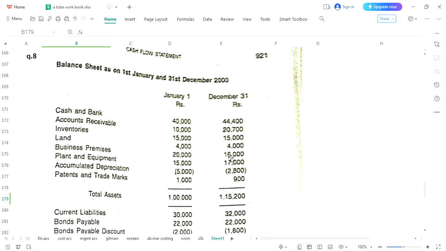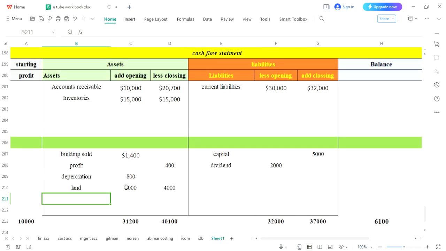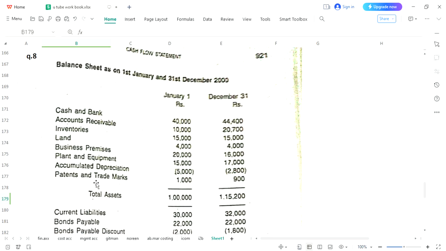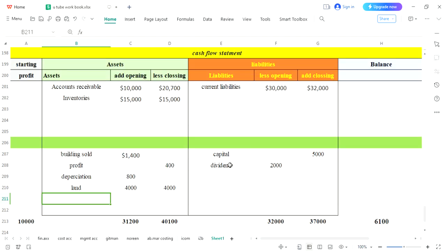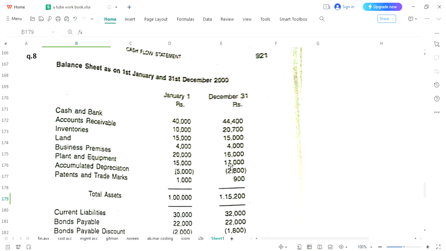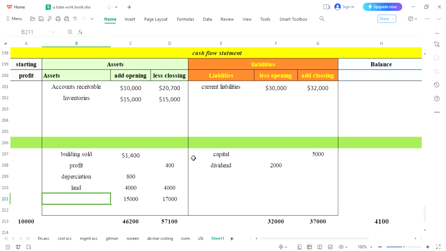Now next asset is business premises, and it has already been decreased. It means depreciation has been charged, and we have already written depreciation over here. Next, plant and equipment, and look at here, plant is increasing, so it means depreciation has not been charged over here. So 15 and 17, 15,000, 17,000 opening closing. It was plant 15, 17. Okay, plant and equipment. So that's all. We have written plant.